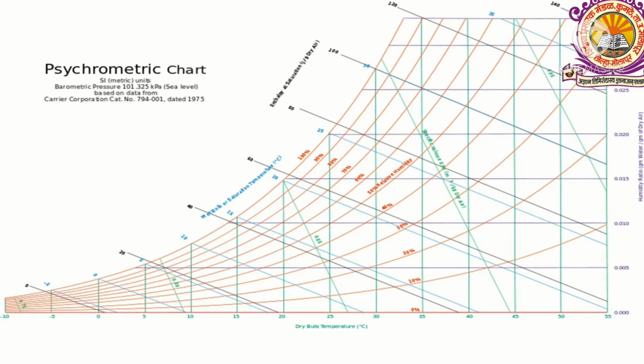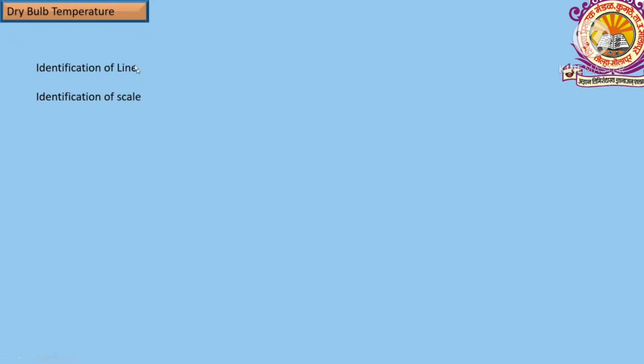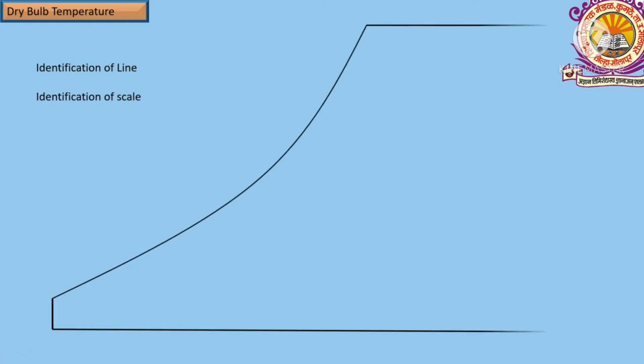Here it might seem complicated. We are going to discuss, one by one, what these lines represent. First of all, we will consider the dry bulb temperature of the air, DBT. So this is the psychrometric chart that we have drawn.